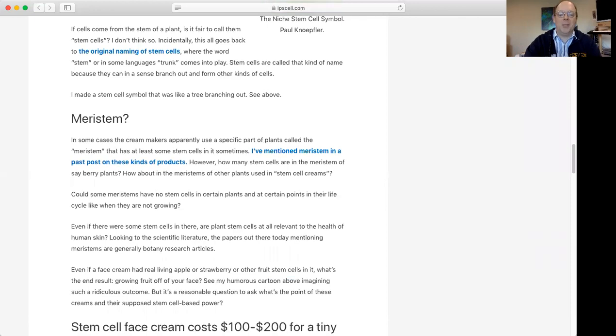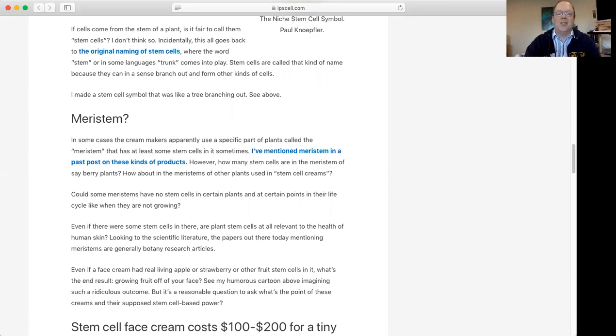But it's at least possible that if a tube of "stem cell" face cream, again in quotation marks, lists meristem as an ingredient, or they mention that on the website, at some point maybe the part of the plant that they actually isolated to make their face cream might have had stem cells in it, but these extraction procedures probably kill all the stem cells in there.